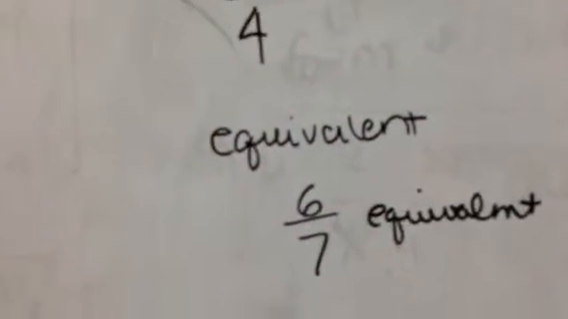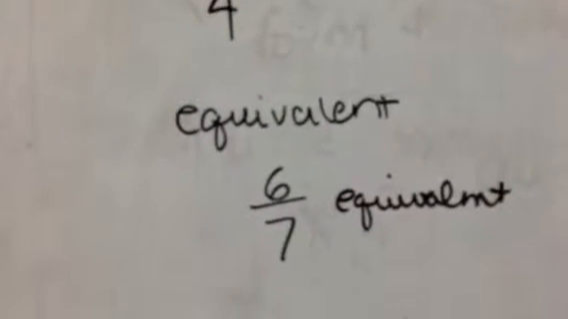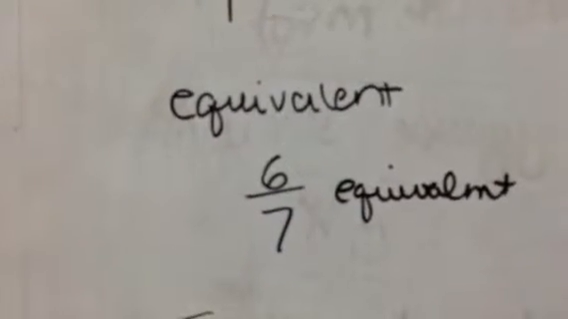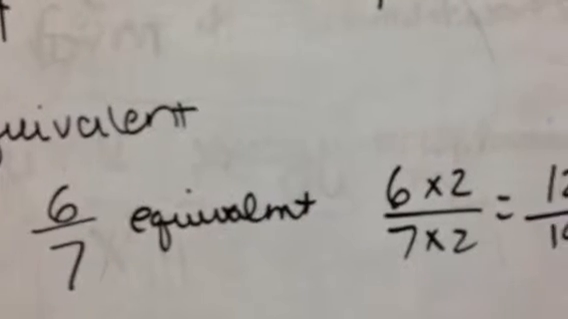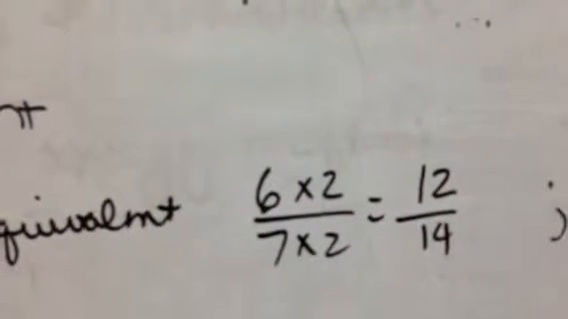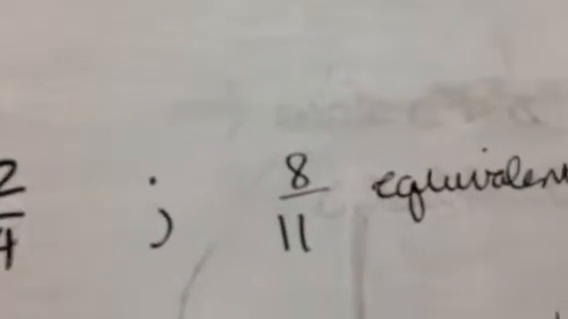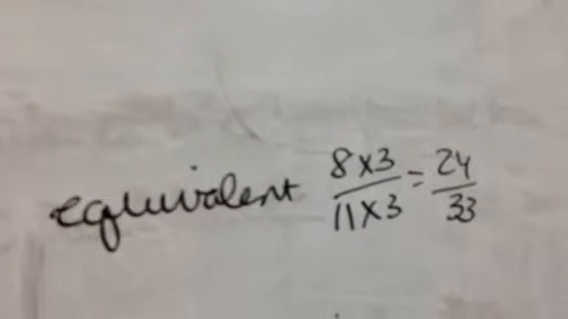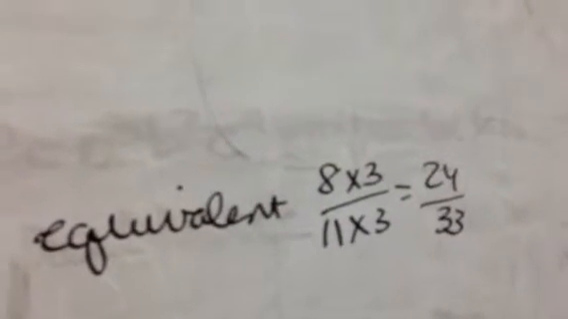Equivalent fractions: take 6/7, and find an equivalent fraction to that. Pick any number and multiply both the top and the bottom by that number and you'll get an equivalent fraction. I chose 2 for the first one, so 6/7 times 2. I'm going to multiply both by 2 and I get 12/14. My next example is 8/11. I'm going to multiply them both by 3 and I get the equivalent fraction of 24/33. This is actually the opposite of reducing.